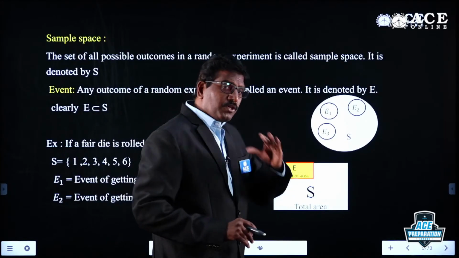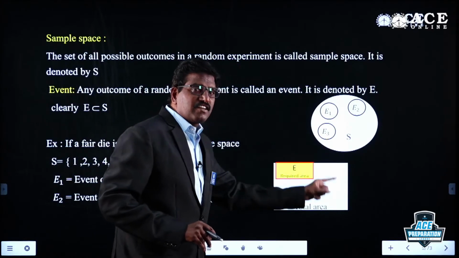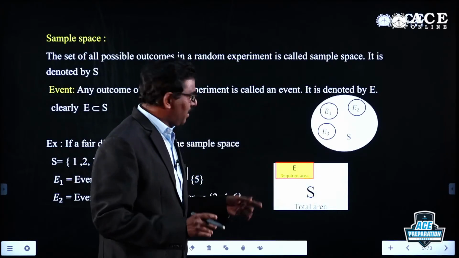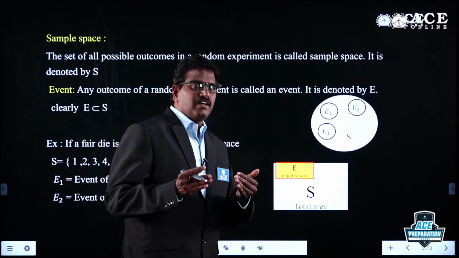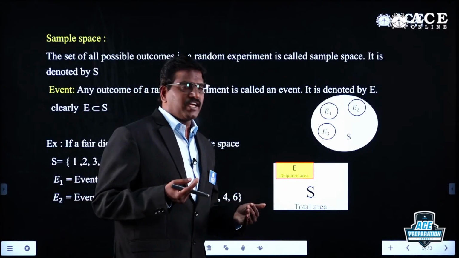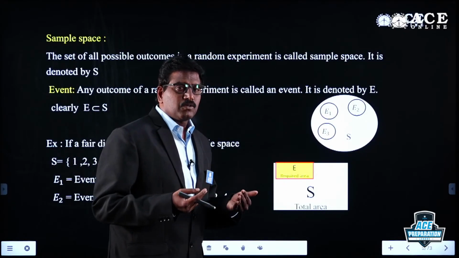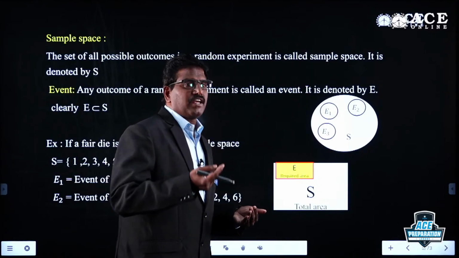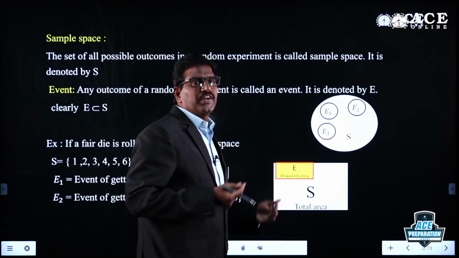Suppose you have 4 acres of land. The 4 acres of land itself is the entire sample space, the total area. Among the 4 acres of land, only 1 acre is fertile land. Suppose my question is, what is the chance of fertile land? What is the probability of fertile land? It means 1 acre out of 4 acres.